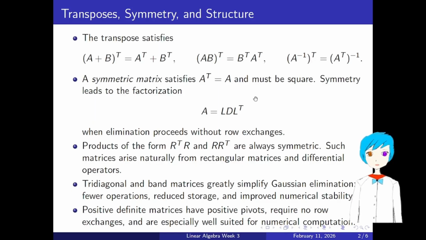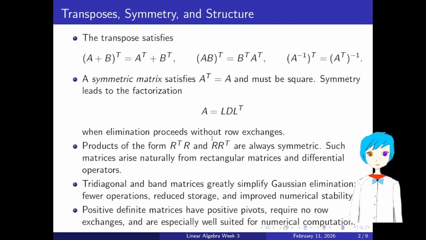A symmetric matrix is a square matrix such that its transpose equals itself. Symmetric matrices lead to the factorization A equals L D L transpose, where elimination proceeds without row exchanges. Specifically, given any matrix R, R transpose R and R R transpose are always symmetric. Such matrices arise naturally from rectangular matrices and many differential operators. Usually, tridiagonal and band matrices that preserve spatial structure greatly simplify Gaussian elimination.